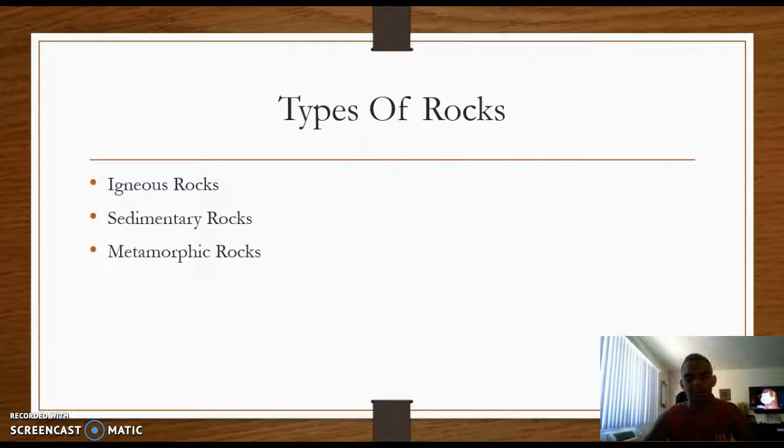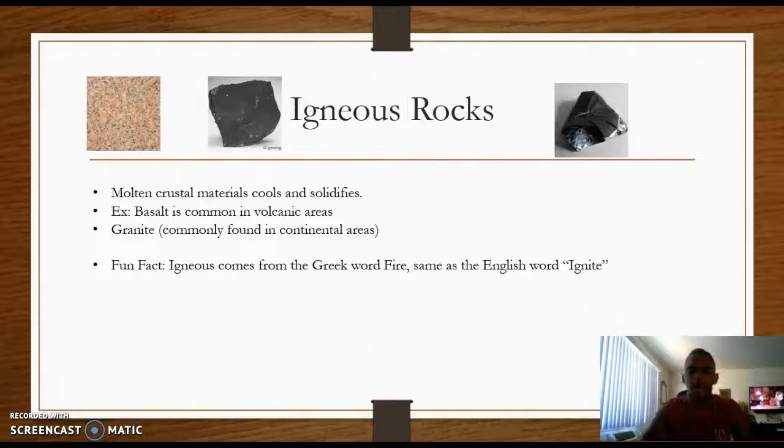So, types of rocks, as I just mentioned: you have igneous rocks, sedimentary rocks, and metamorphic rocks. Igneous rocks are formed of molten crustal materials that cool and solidify, as I mentioned with the shield volcano, and it creates rocks such as basalt or granite. A fun fact to help you remember: igneous comes from the Greek word for fire, which is the same as the root of the English word ignite, hence the name igneous rocks.